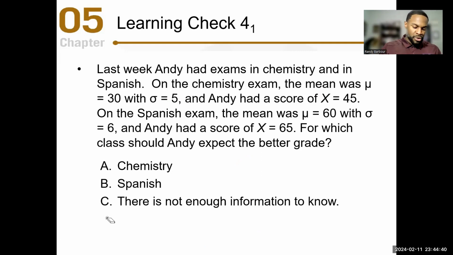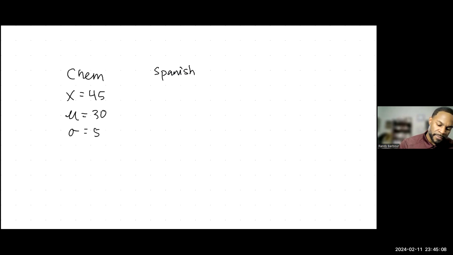But again, you shouldn't have to really do anything. All you gotta do is look at your values, right? So it says in chemistry, let's go to Chem. He scored 45. The mean was 30. Standard deviation is 5. Spanish exam, Español. He scored 65. Mean was 60. And standard deviation was 5. Or excuse me, 6.